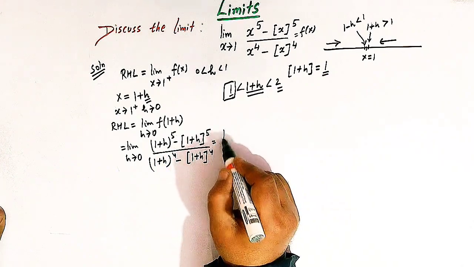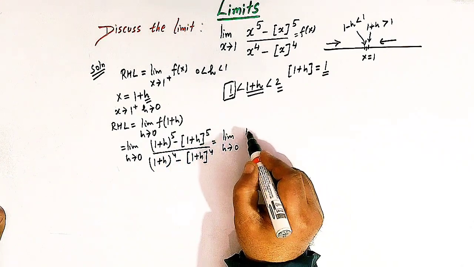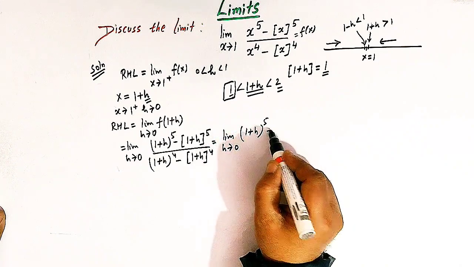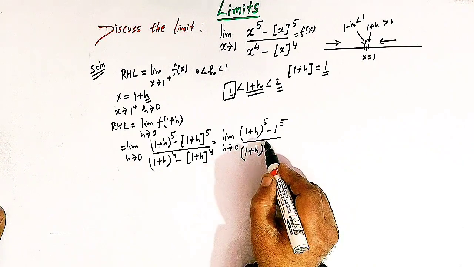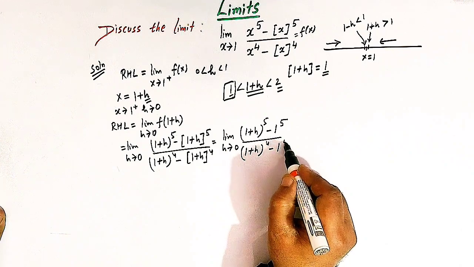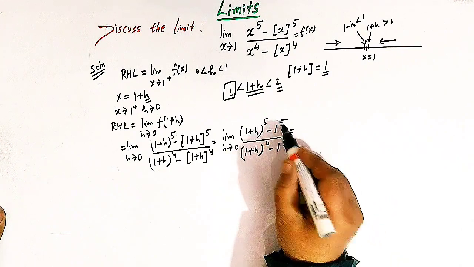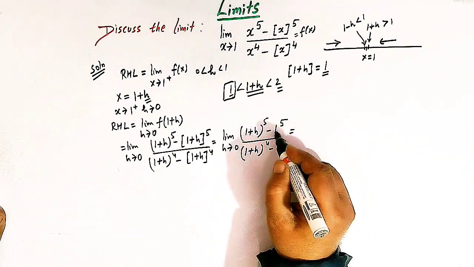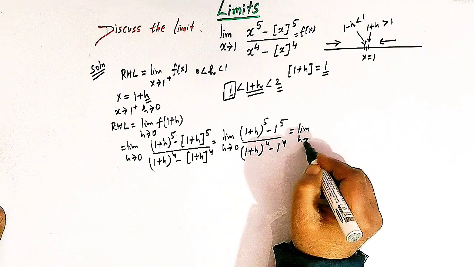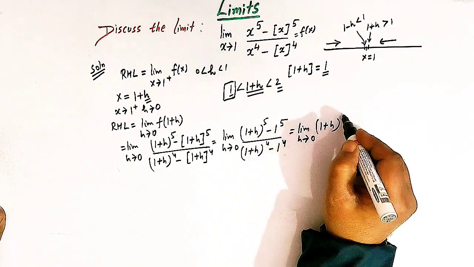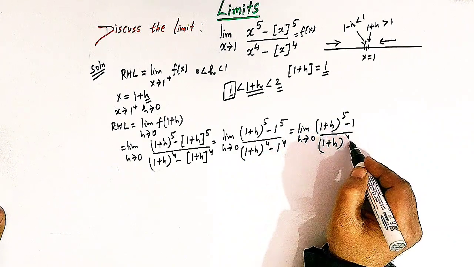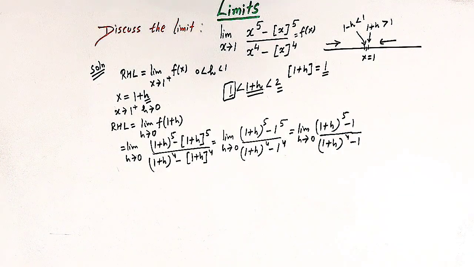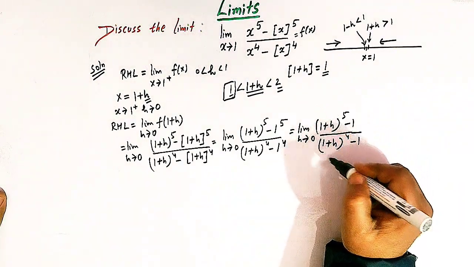So here we have the limit h tends to 0 of 1 plus h raised to 5 minus 1 raised to 5, and here we have 1 plus h raised to 4 minus 1 raised to 5, right? And 1 raised to 4, so this is 1. So we have the limit h tends to 0 of 1 plus h raised to 5 minus 1, over 1 plus h raised to 4 minus 1, right?